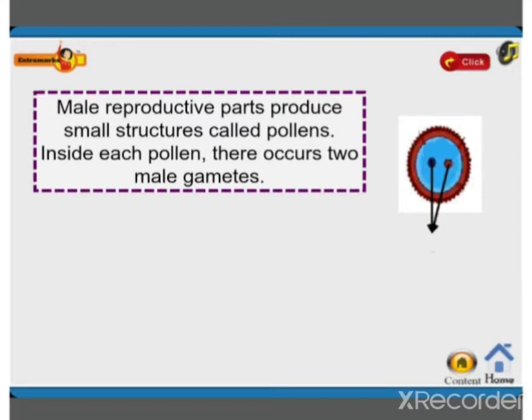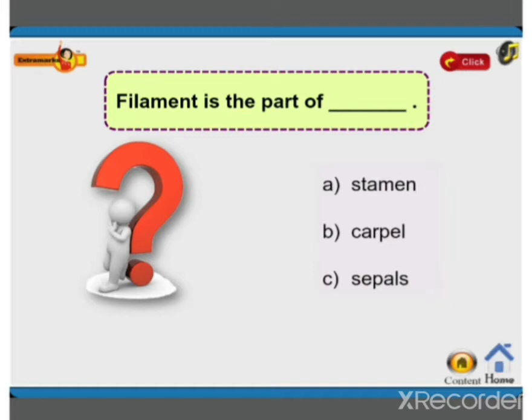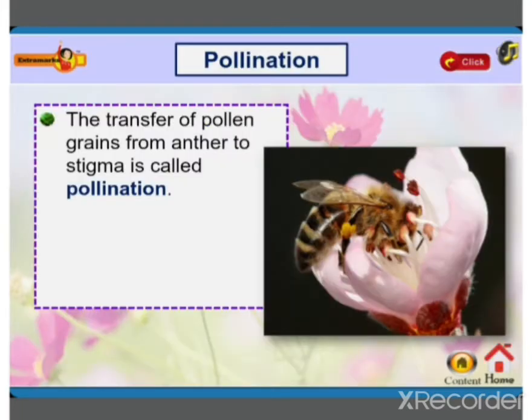Let us now understand about the process of sexual reproduction in plants. Male reproductive parts, which are also known as stamen, produce small structures called pollens. Inside each pollen, there are 2 male gametes. Now, we shall now discuss about the pollination in plants. The transfer of pollen grains from anther to stigma is called pollination.